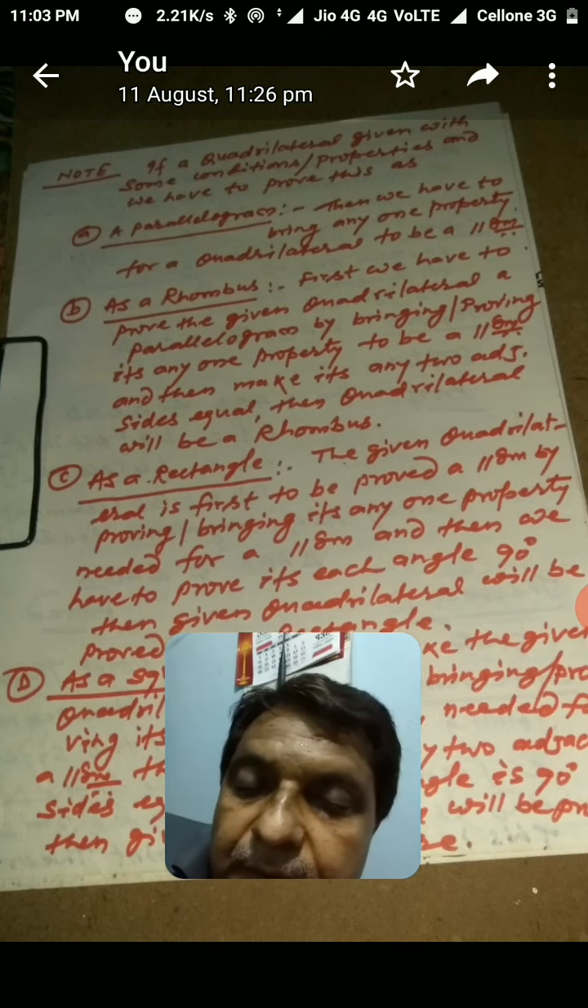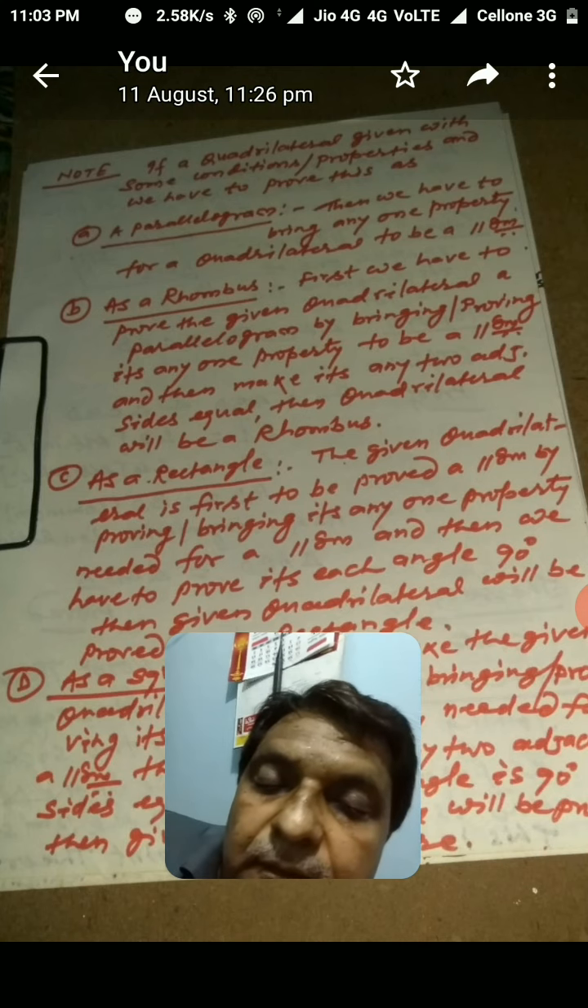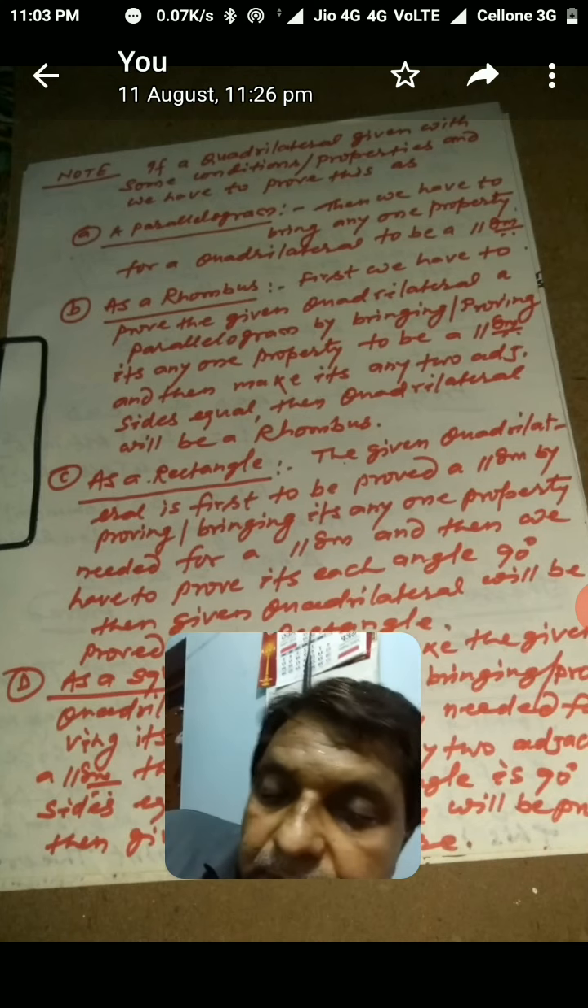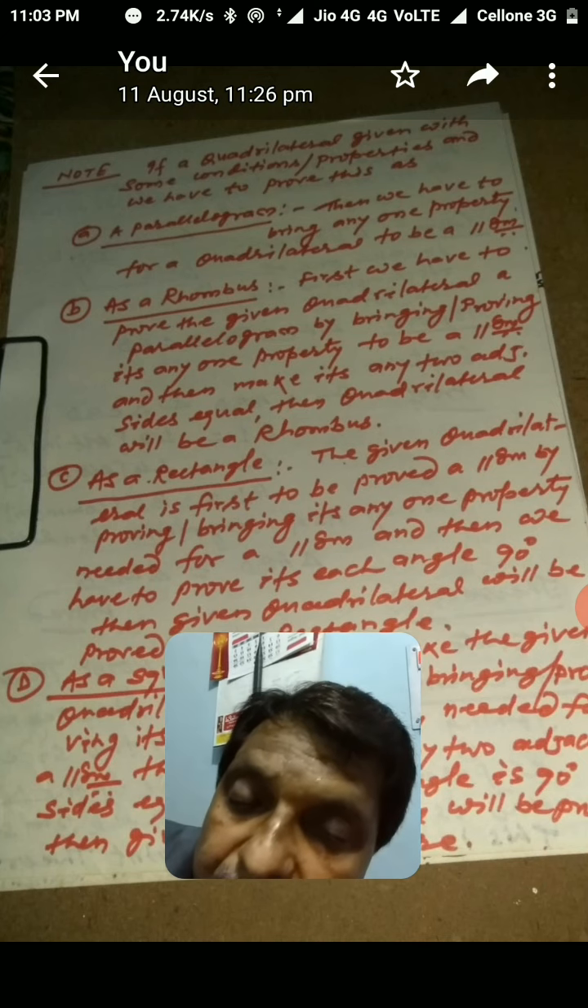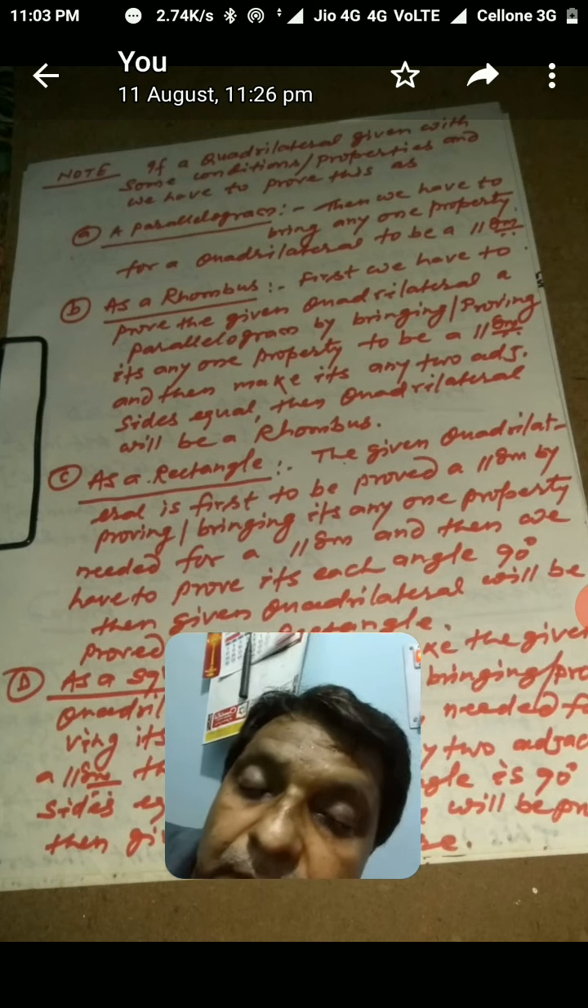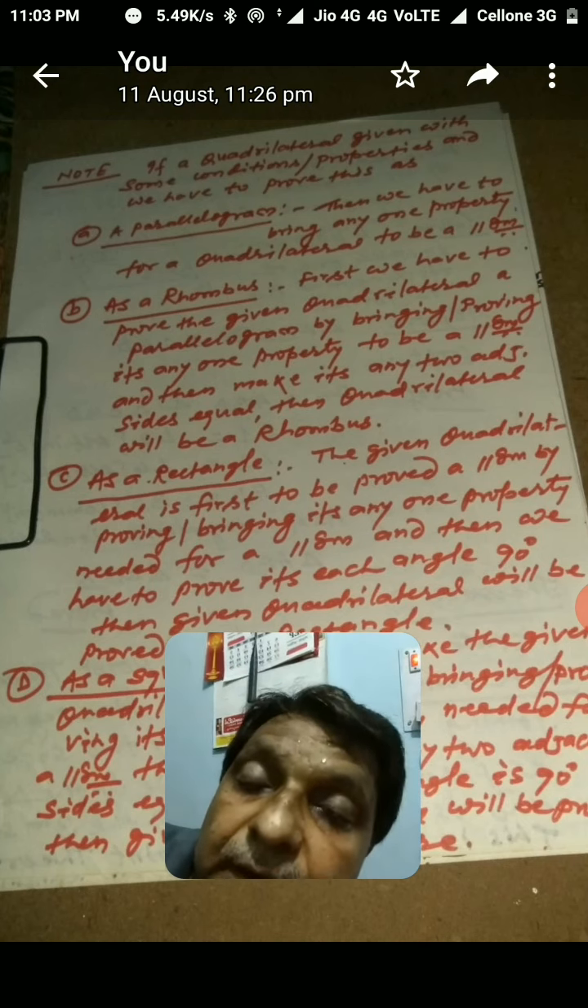Welcome to today's session for the second part of quadrilaterals, where we will learn about the various special types of quadrilaterals, that is, the parallelogram, rhombus, rectangle, and square.